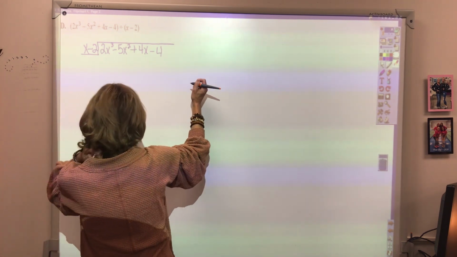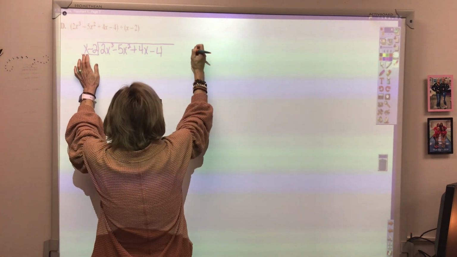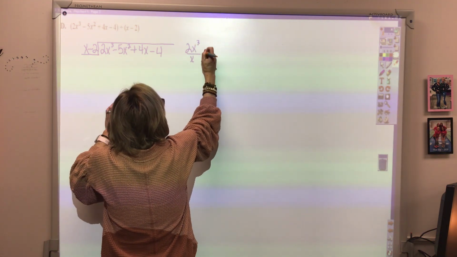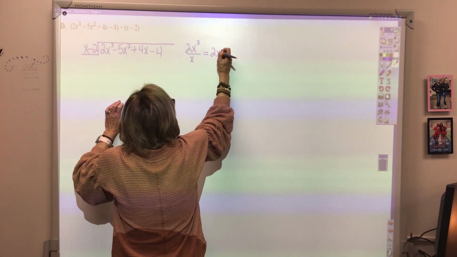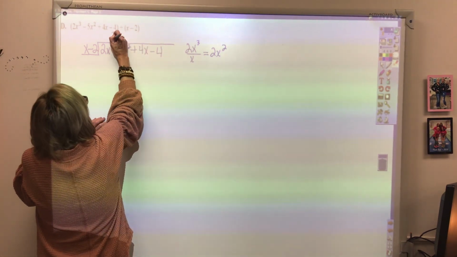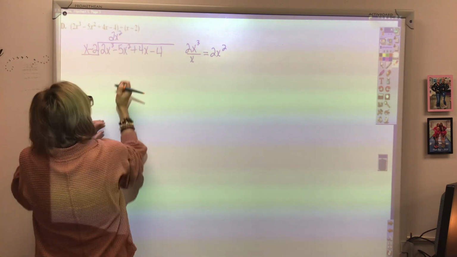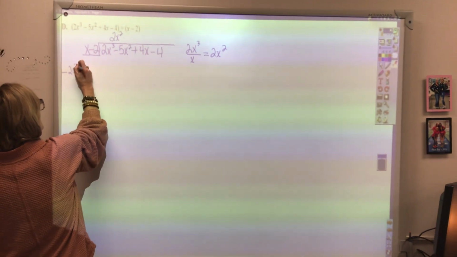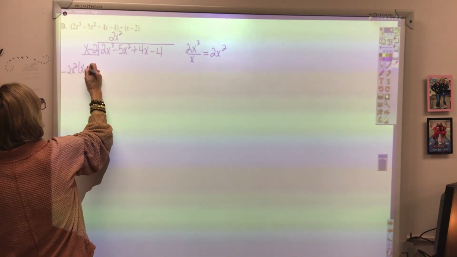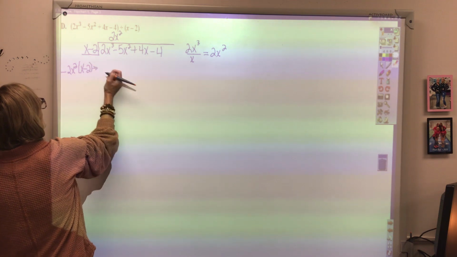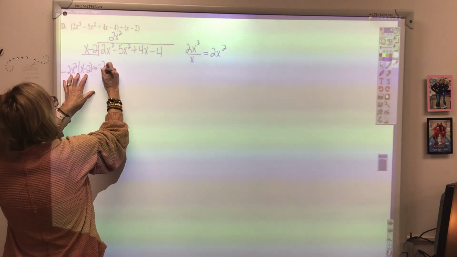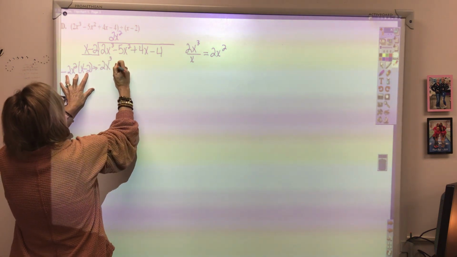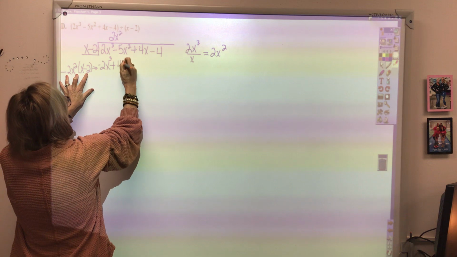So we start with the 2x cubed and we divide it by x. 2x cubed divided by x is 2x squared. Okay, put it up on the top, 2x squared. Then you take the opposite of it, negative 2x squared, and you multiply through by x minus 2. That will give us a negative 2x cubed. Negative 2x squared times negative 2 is a plus 4x squared.